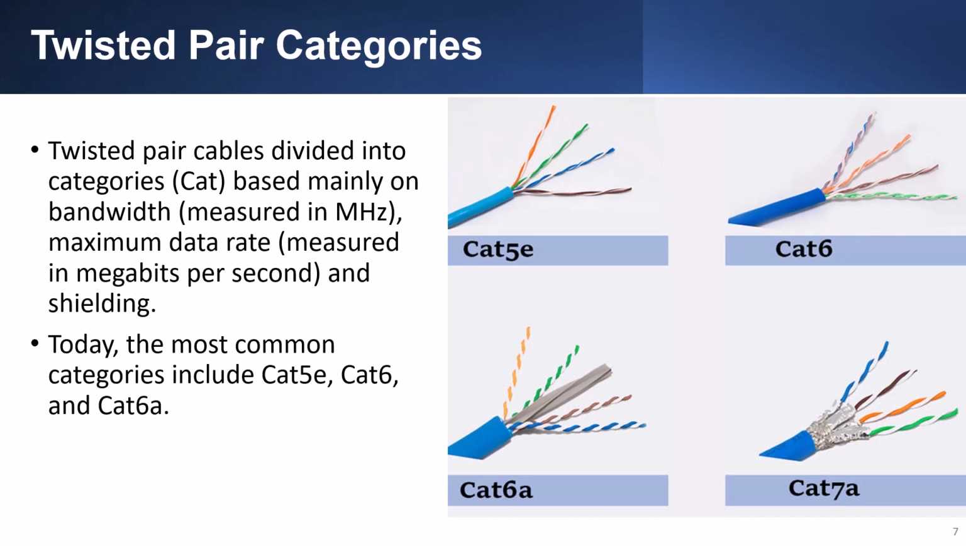Twisted pair cables are divided into categories based mainly on bandwidth, which is measured in megahertz, maximum data rate, measured in megabits per second, and shielding. Today, the most common categories include Cat5e, Cat6, and Cat6a.